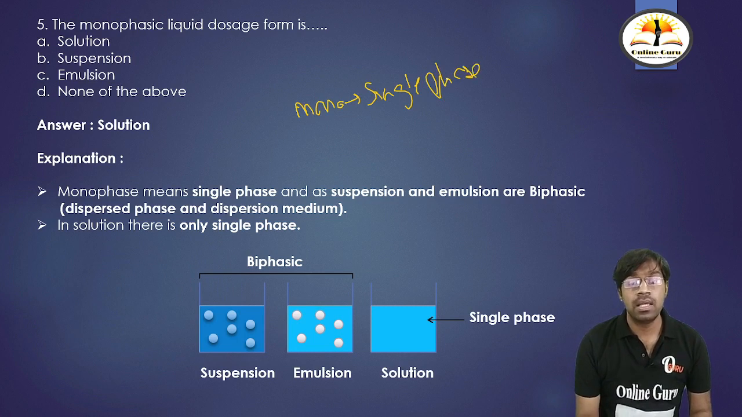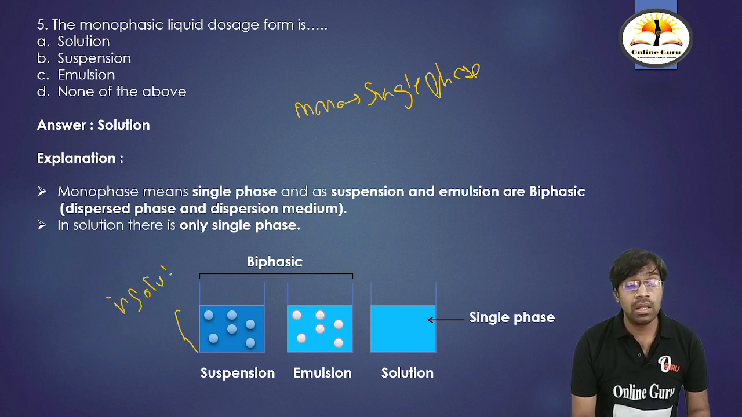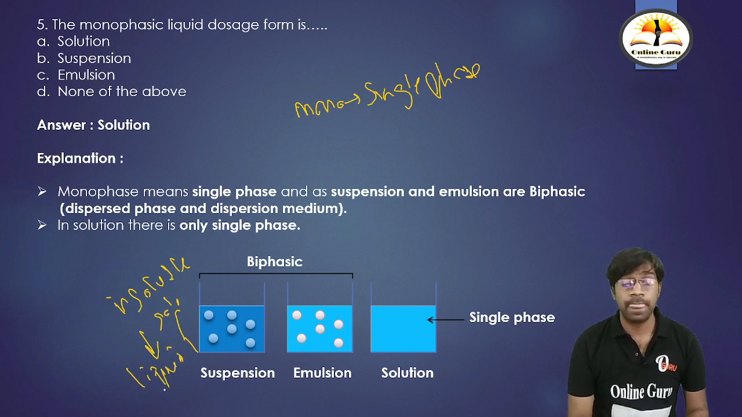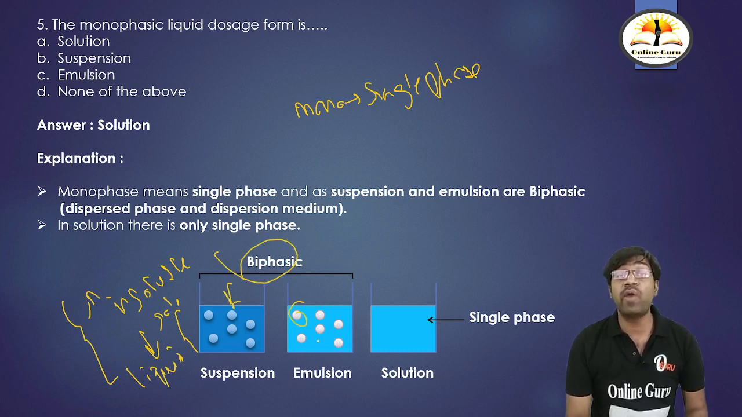phase. When we speak with respect to suspension, there is an insoluble solid dispersed in liquid. It may be water. Okay, so it is biphasic. Suspension is biphasic. Emulsion may also have oil droplets dispersed in the dispersion medium, that is water, in an O by W type of emulsion. It also has two phases, hence it is also biphasic.